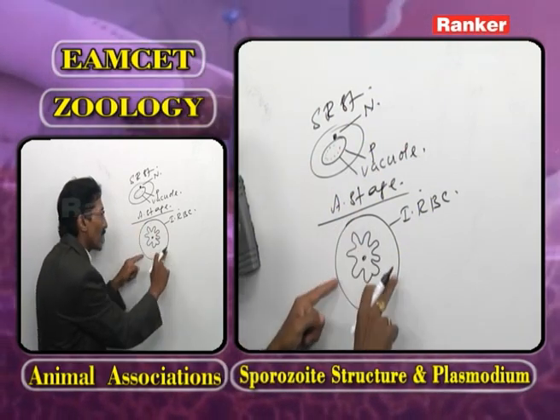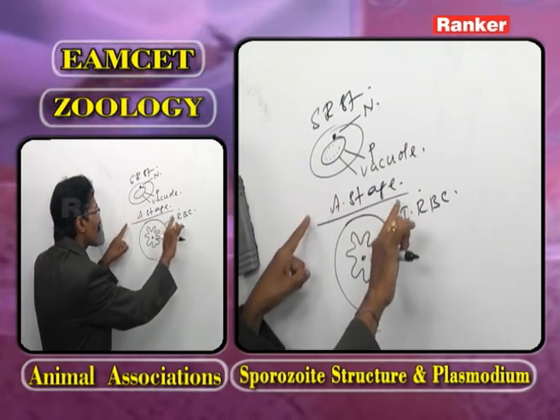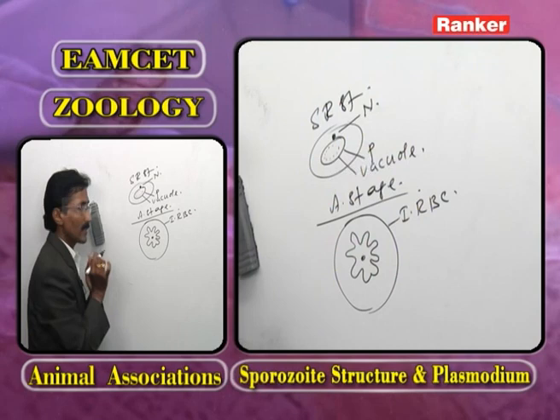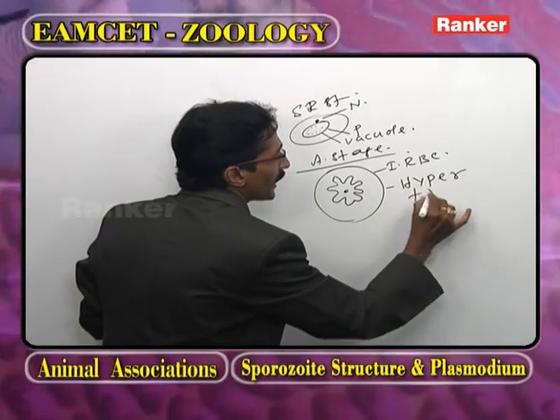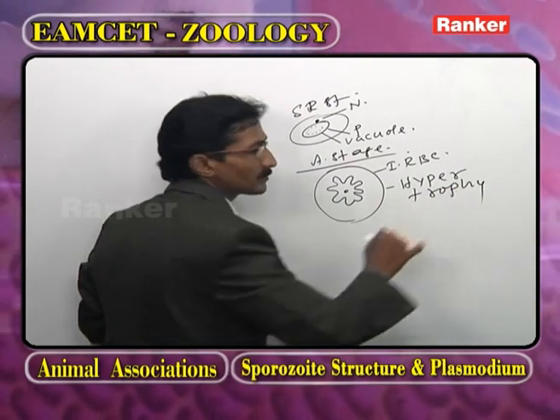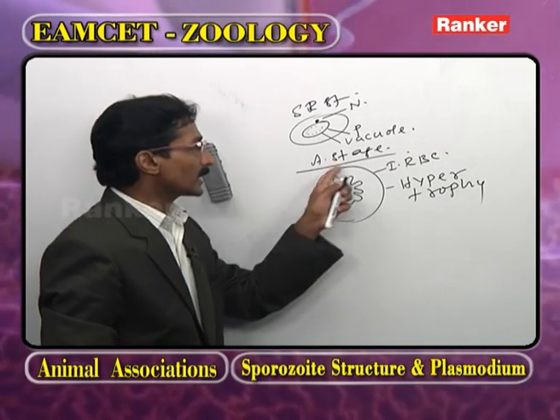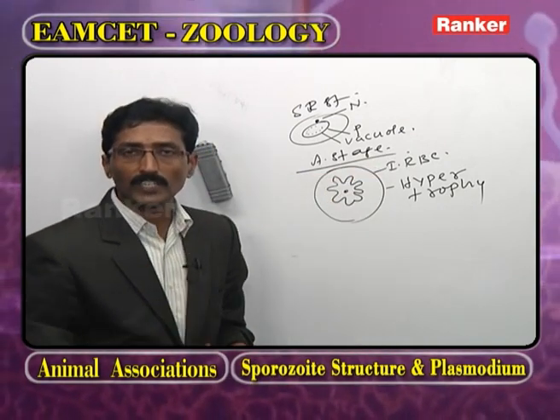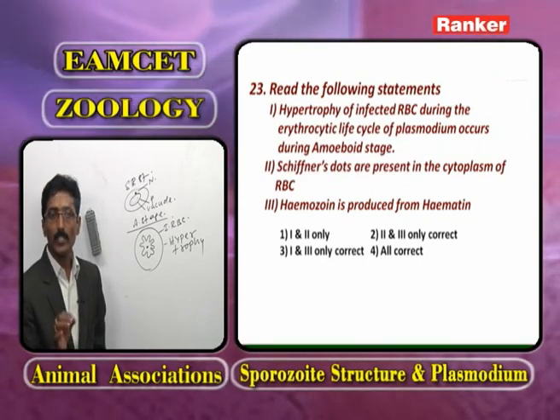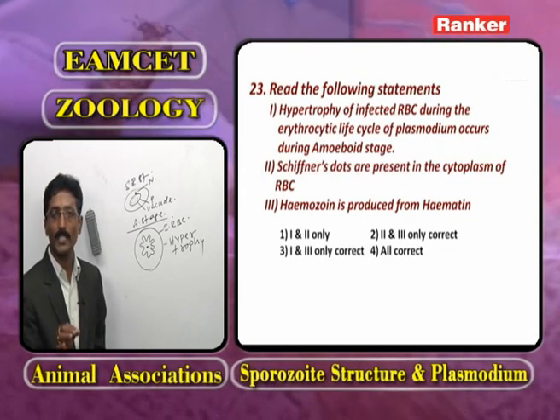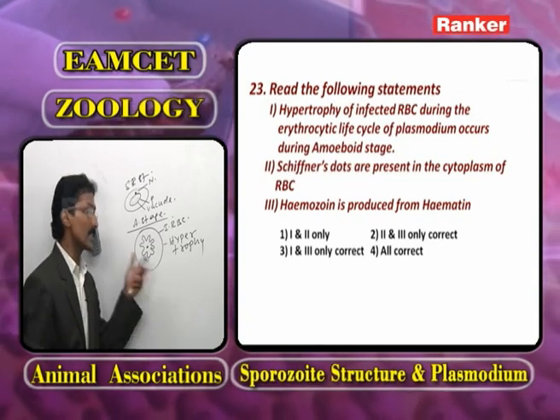In the amoeboid stage, as we observe, the RBC enlarges in its size. So in the amoeboid stage we have to explain hypertrophy. In which stage does the infected RBC enlarge? In the amoeboid stage. So the first statement, hypertrophy of infected RBC during the erythrocytic life cycle of Plasmodium occurs during amoeboid stage, is correct.